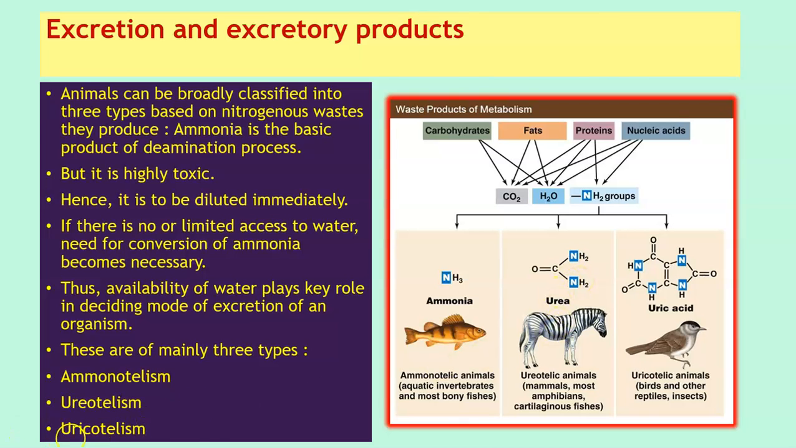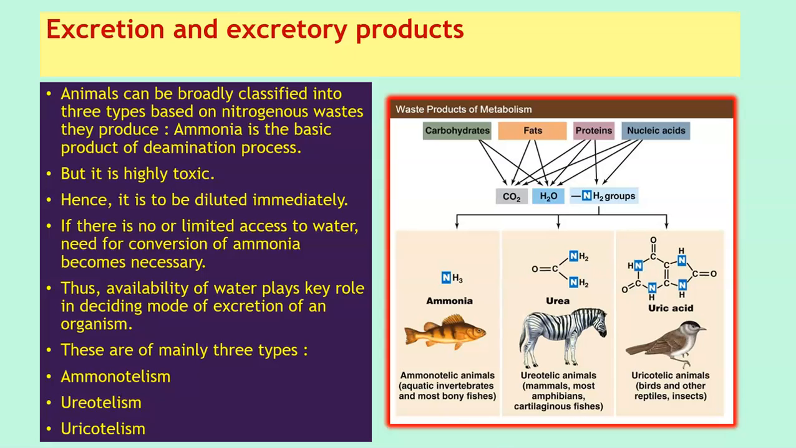And the last type is uricotelism. Elimination of nitrogenous waste in the form of uric acid is called uricotelism. Uric acid is least toxic, hence it can be retained in the body for some time in concentrated form. It is less soluble in water, hence a minimum of about 5 to 10 ml is required for 1 gram, or no need of water for its elimination.